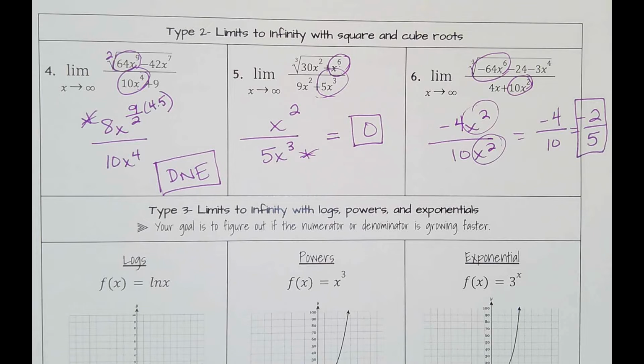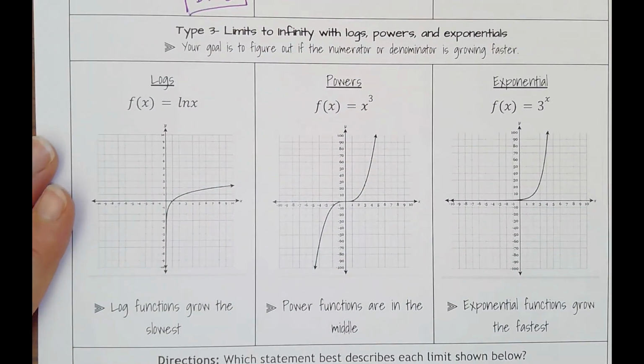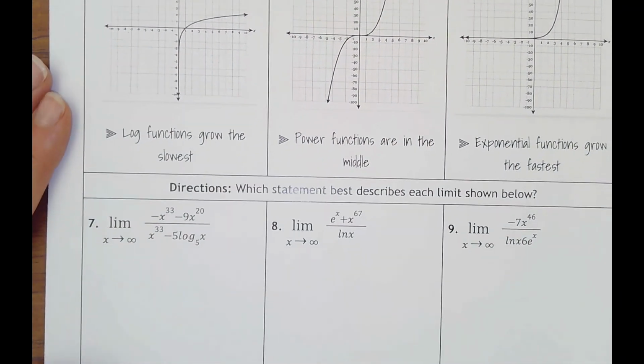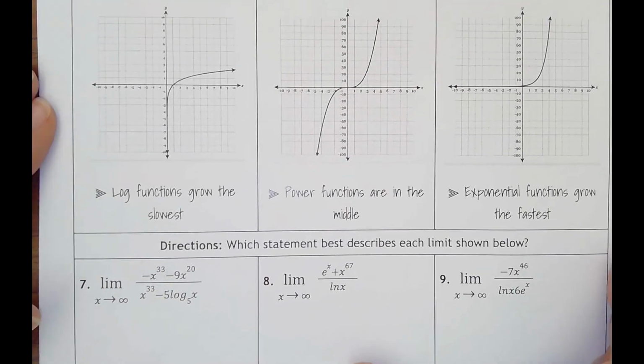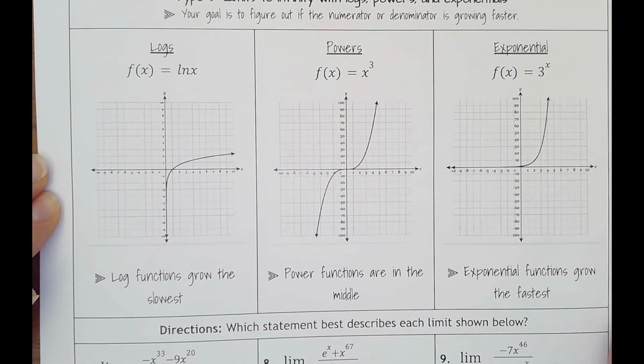And then type 3, we've got limits to infinity with logs, powers, and exponentials. Your goal is going to be to figure out if the numerator or the denominator is growing faster, because we're always comparing only one part of the numerator to one part in the denominator. I went ahead and graphed these to save us some time.